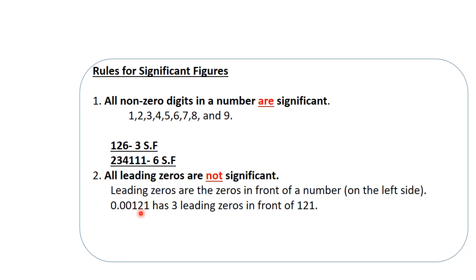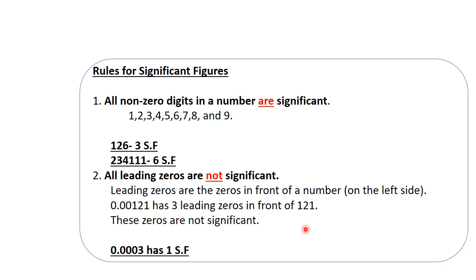Let me just say that again. The number of significant figures that this number has is 3. So where are those significant figures? These non-zero digits, 1, 2, 1. The zeros in front of this number are all not significant. So it has 3 significant figures.